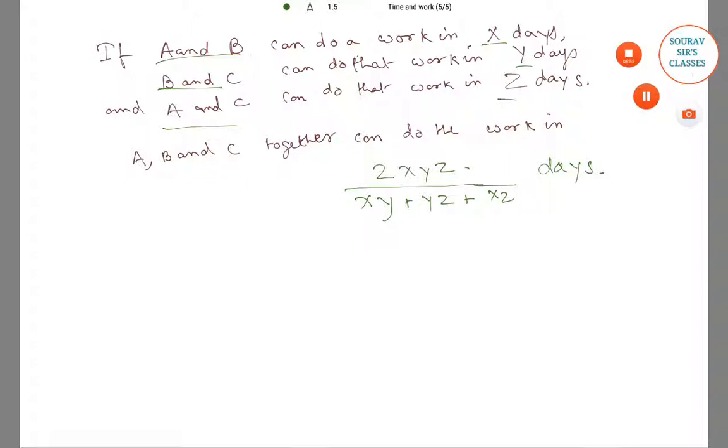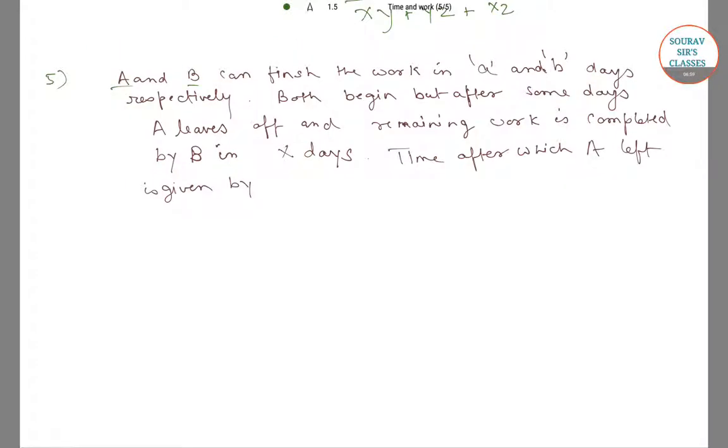In the next formula, we have A and B who can finish the work in A and B days respectively. Now, both begin to work, but after some days A leaves and the remaining work is completed by B in X days. Then the time after which A left the work, let us denote it by T, is T equals B minus X into A divided by A plus B.